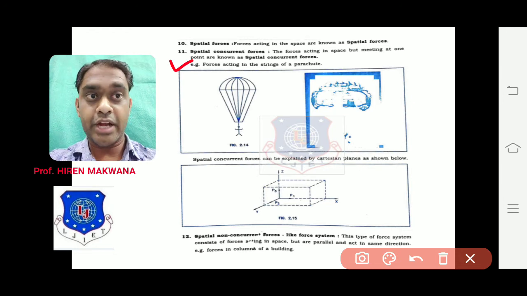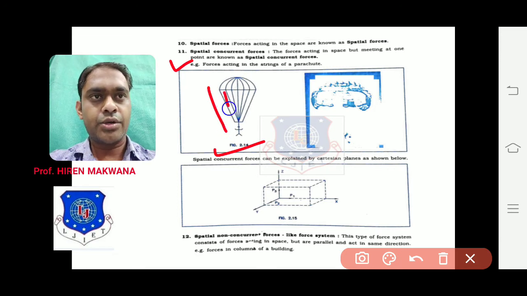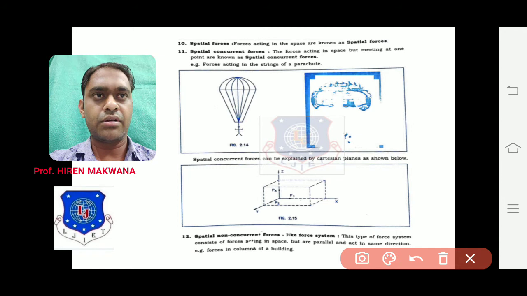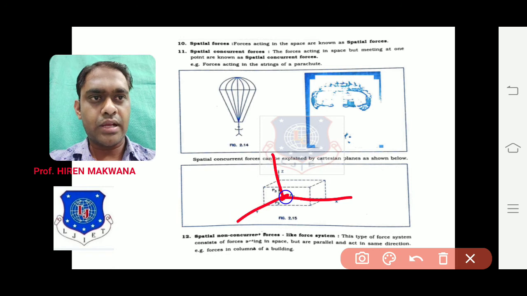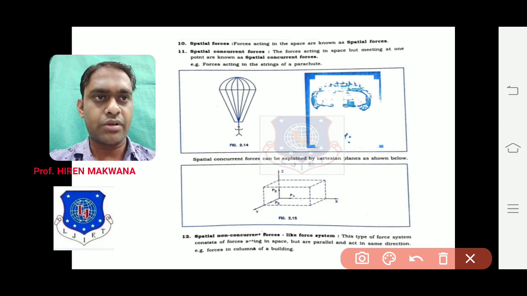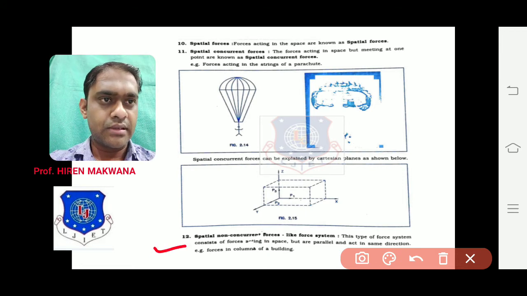You can see it in the parachute like this. The man is hanging on the parachute. 1, 2, 3, 4, 5, etc. forces are acting on the rope, but they are meeting at the person himself. So they are known as spatial concurrent forces. You can check in the three-dimensional planes: 1, 2, 3, all are meeting at the corner, so they are known as a spatial concurrent force system in the Cartesian plane.